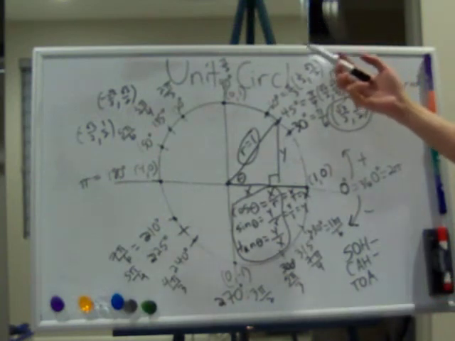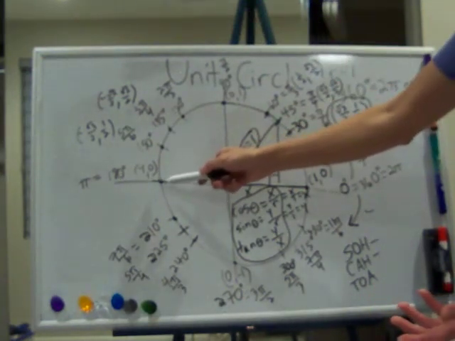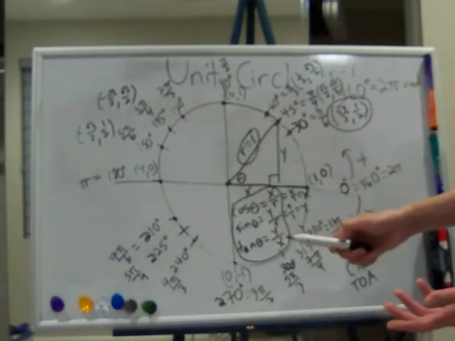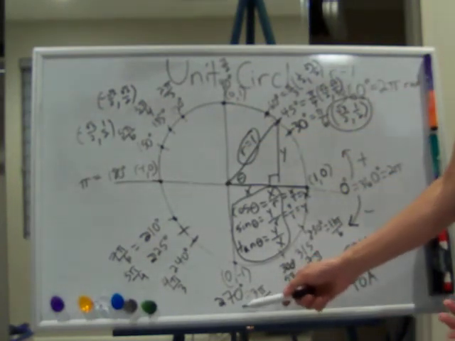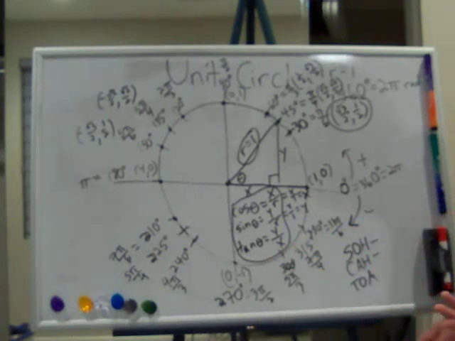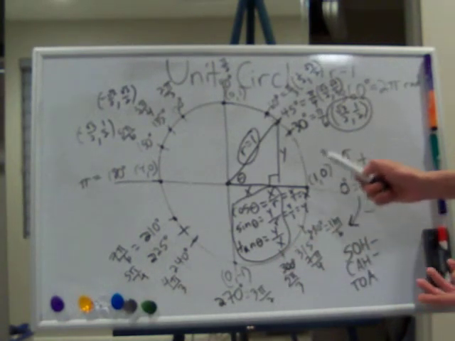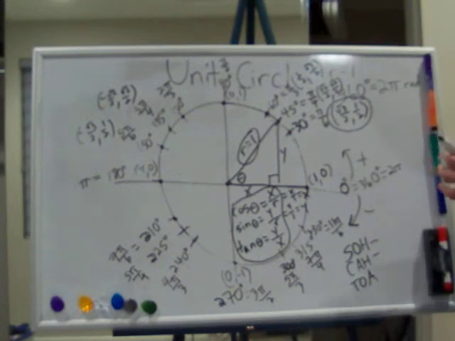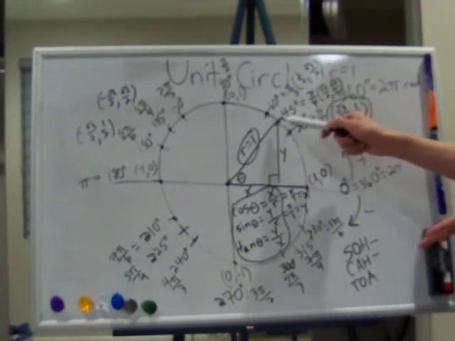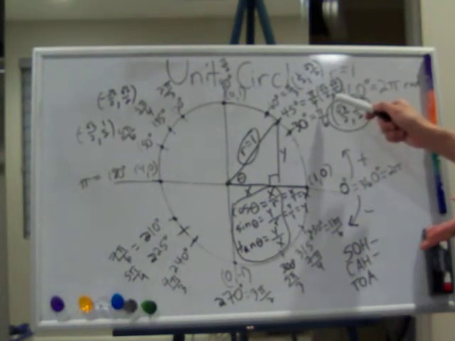How about cosine of pi? Where's pi? Pi is here. What's the x value? Negative 1. Cosine of pi is equal to negative 1. Cosine of 270 equals 0, right? Very simple, right? So let's do a slightly harder one. How about cosine of 45? 45 is here. What's the x value? Rad 2 over 2. Cosine of 45 equals rad 2 over 2.